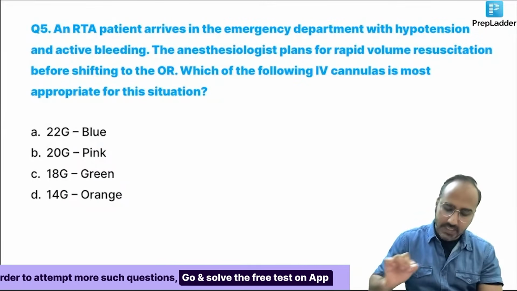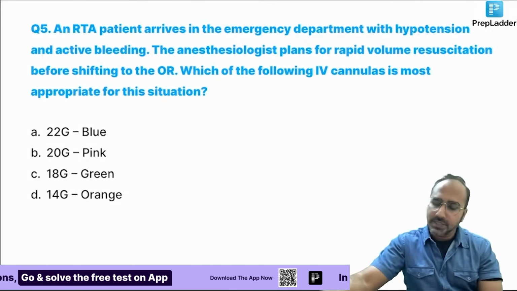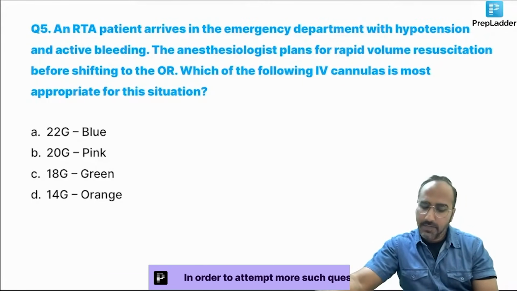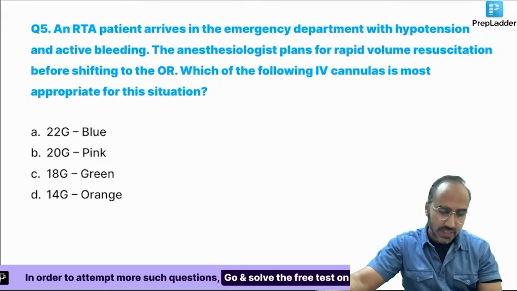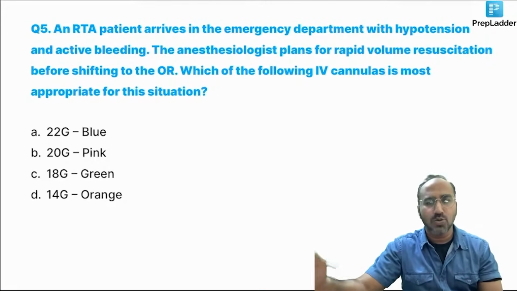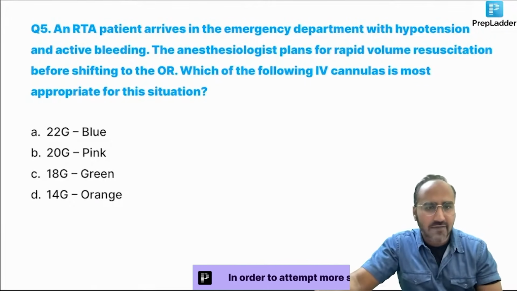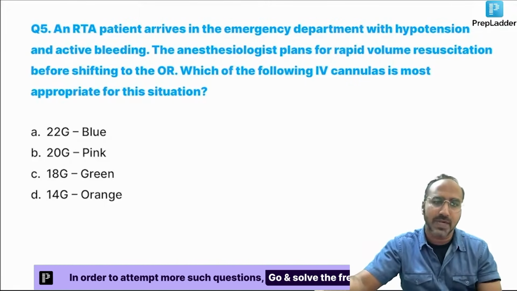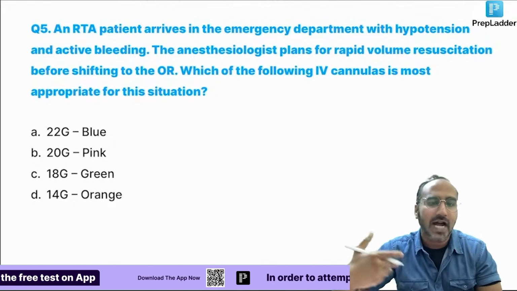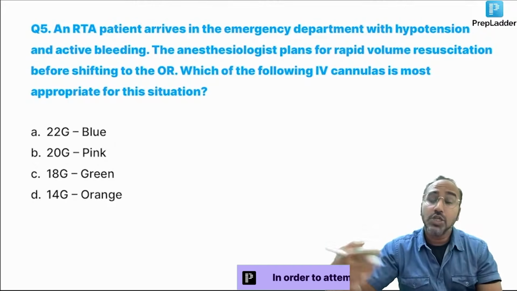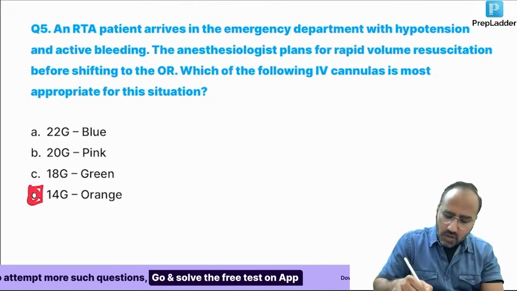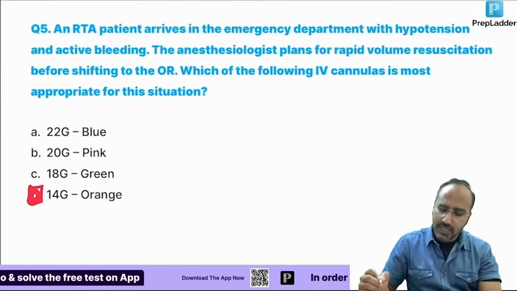Next, an RTA patient arrives in the emergency department with hypotension and active bleeding. The anesthesiologist plans for rapid volume resuscitation before shifting the patient to OR. Which of the following cannulas is best? Come on, guys. Remember, a patient is there who is in shock. In shock, you need to give a good amount of fluid at a high volume speed. A 22 gauge is a very small cannula. You can't give a high volume of fluid through this. You need a larger diameter. The largest of all is what, guys? It is the 14 gauge orange cannula.